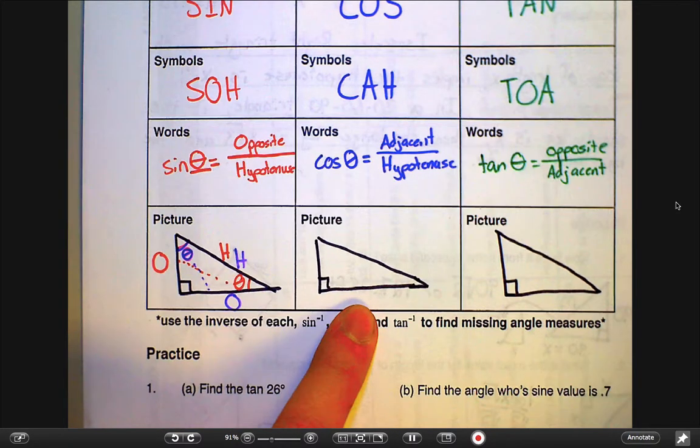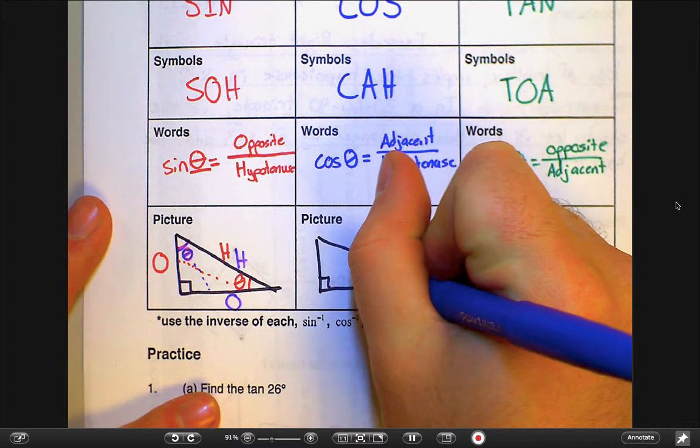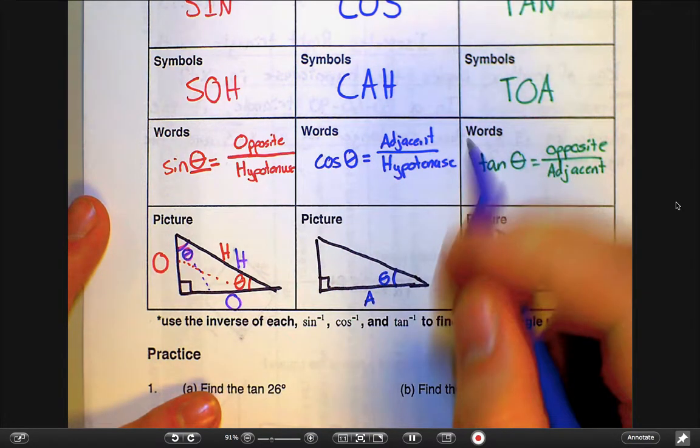And we can move over to the cosine chunk of things as well here. If I switch to cosine, I'm going to still work with this bottom angle here, theta. If I look at adjacent, it is now the side directly next to that angle.